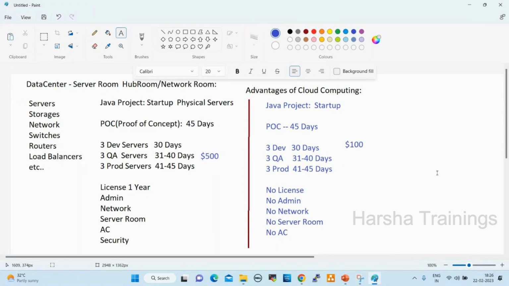Hello, sir. You are telling about three development servers, three QA servers. Is that just an example, or is it mandatory? From the point of view of three development servers, you tell, right?